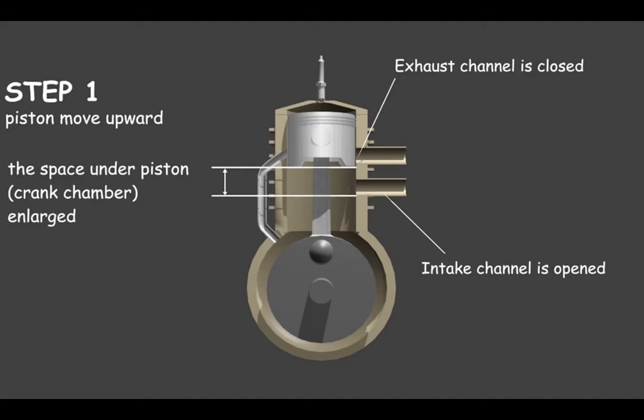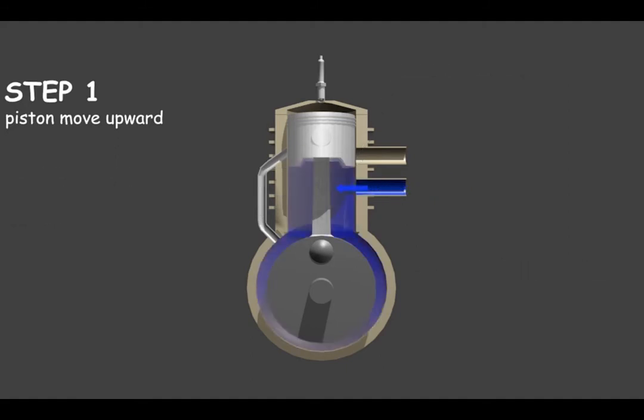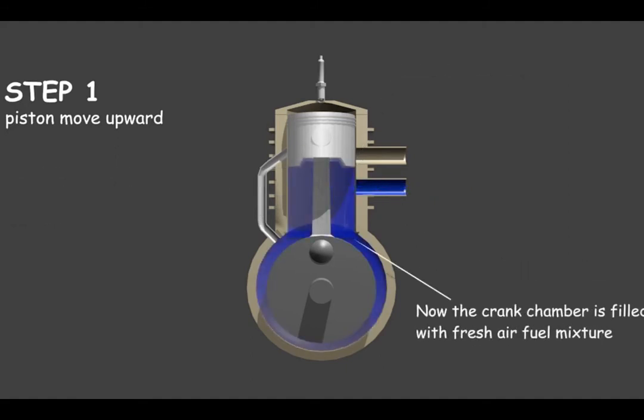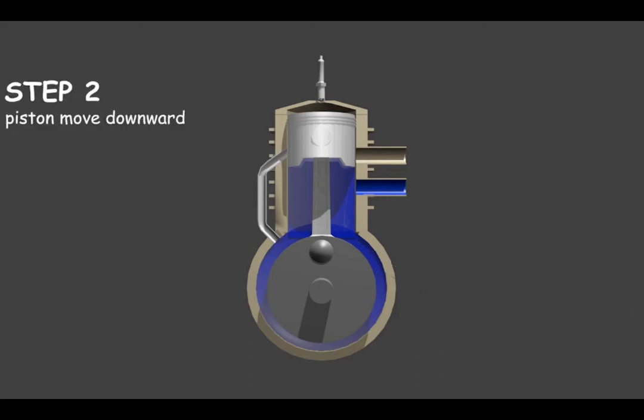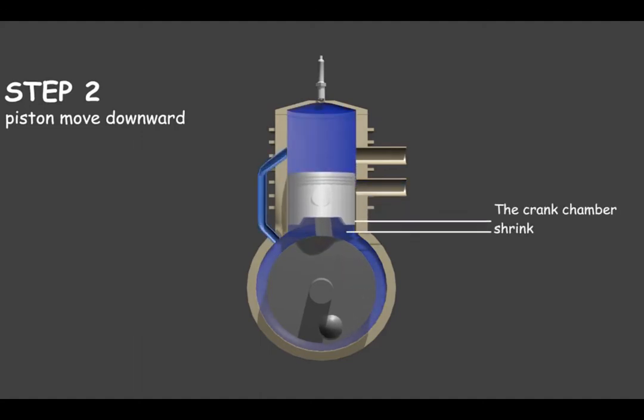Two-stroke spark ignition petrol engine. The principle of the two-stroke spark ignition engine. Its two strokes are as follows: upward stroke and downward stroke.